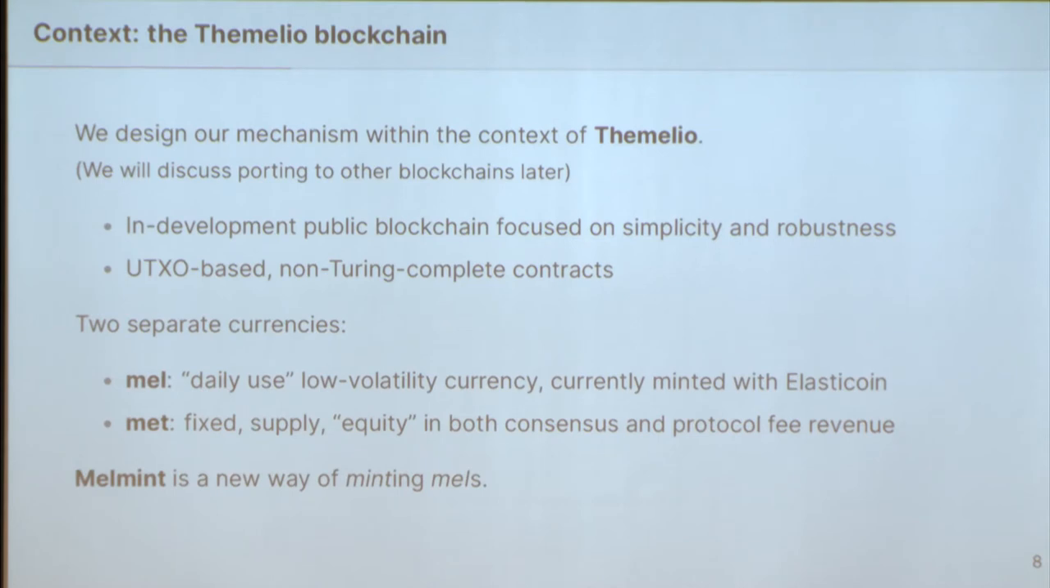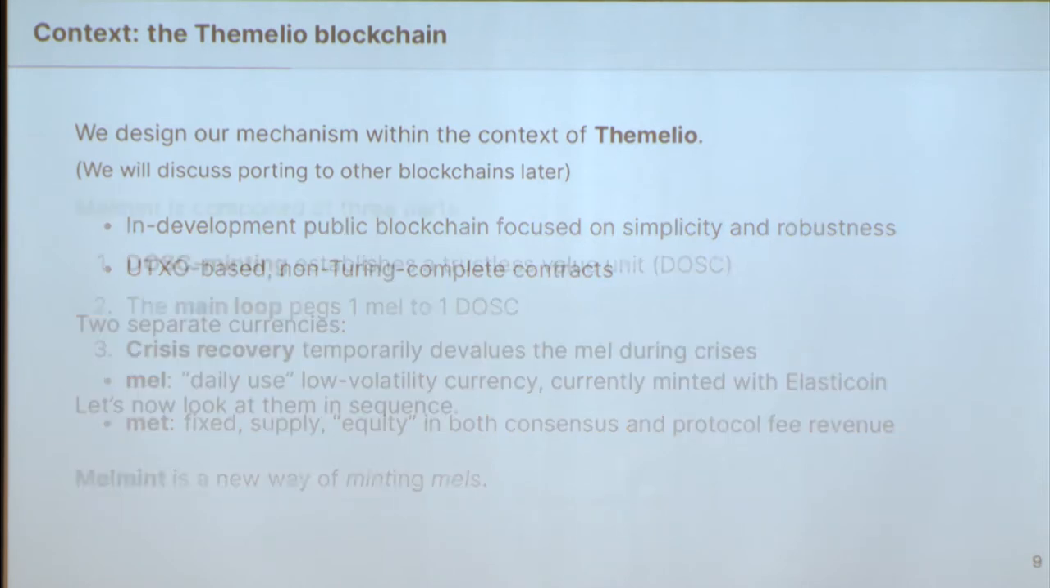And there we have Melmint. To give Melmint a bit of context, it's within the context of Themelio, which is this blockchain I've been developing. The details are not important. The most important part is that it actually has two built-in cryptocurrencies, the MEL and the MET. The MEL is the daily use currency that's money-like, and the MET is a fixed supply currency that's only used for proof of stake. So there's sort of like the equity in this is the consensus. Melmint, of course, is the way of minting MELs.